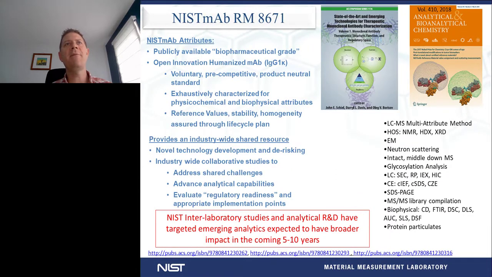So in comes the NISTmAb reference material 8671. So the NISTmAb is a publicly available and biopharmaceutical grade monoclonal antibody. So this is publicly available from NIST. We actually sell our materials on a cost recovery basis. So this is not for profit. So we try to make these as low price as possible to try to get the greatest impact and the most distribution and availability of these materials. They're also available for certain collaborations within NIST, and I'll talk about some of that differentiation with the life cycle plan. But essentially, this material is publicly available.